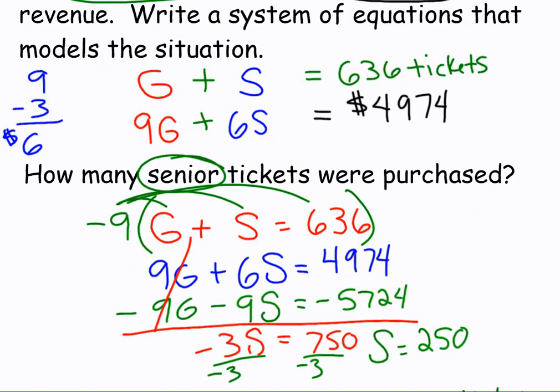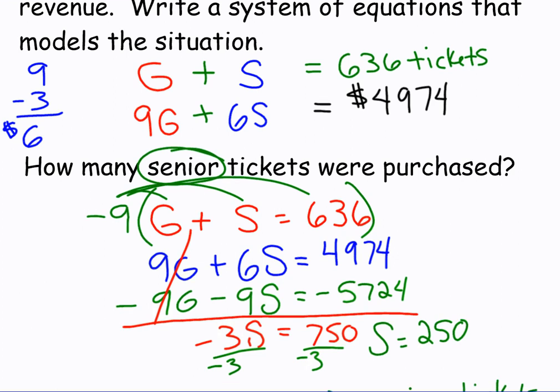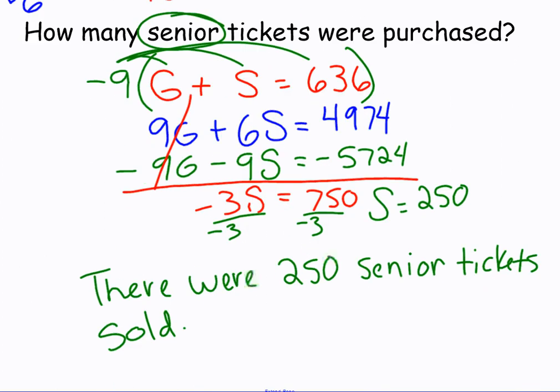Now we're going to use our system to solve. Once we set it up for linear combination, we know we're solving for S because we want to know senior tickets. So we cancel out the G. That ends up with, there were 250 senior tickets sold.